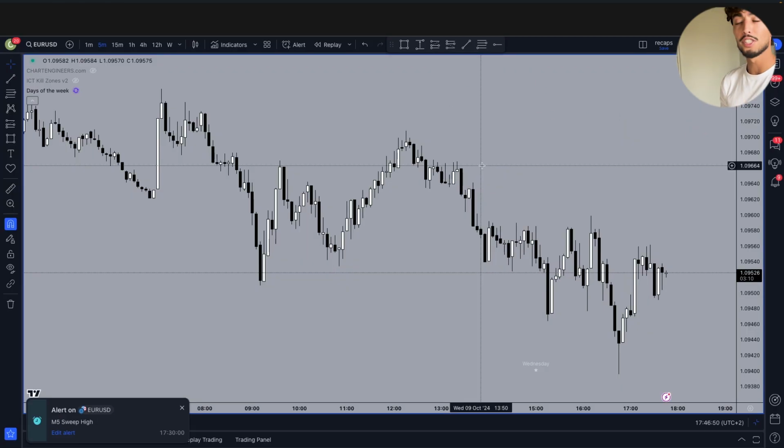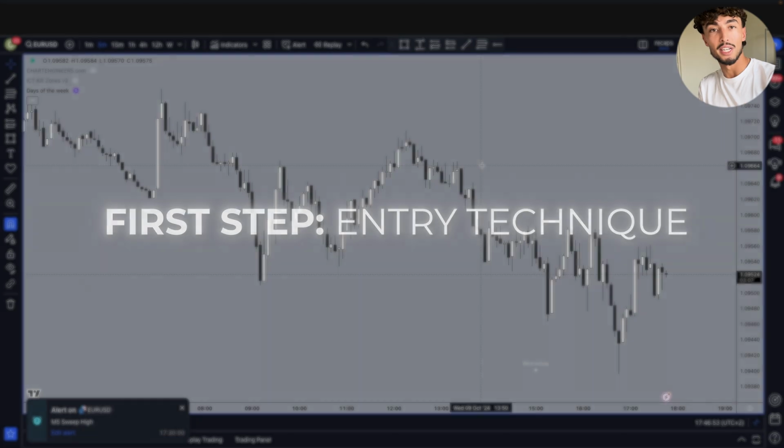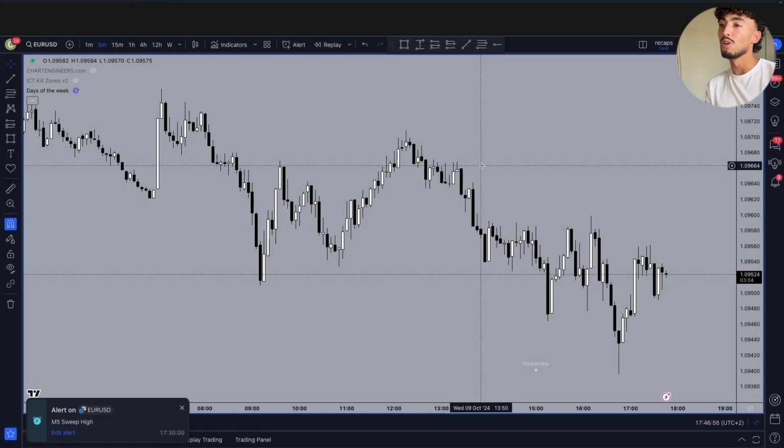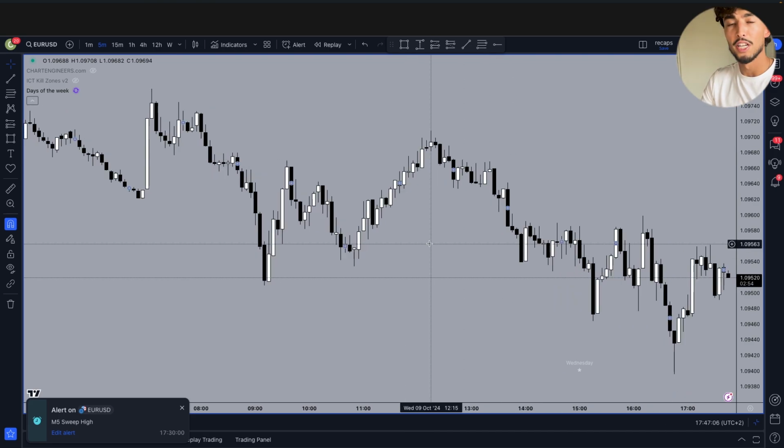First of all, the first step I'm going to explain is my entry technique. My entry technique, like I mentioned before, is always systematic. It's always of an M5 sweep with a M1 breaker zone. So I'm going to show you a little example here of today's price action.